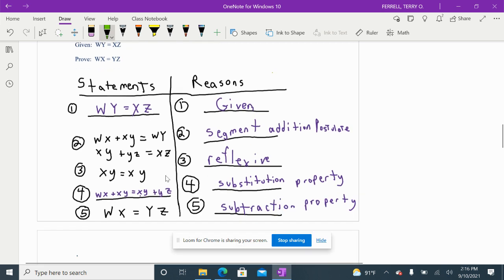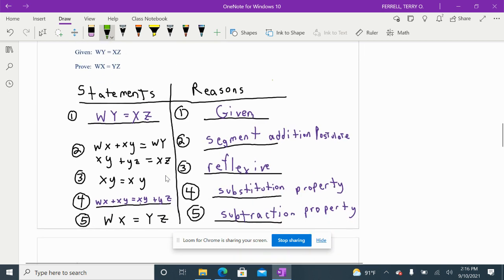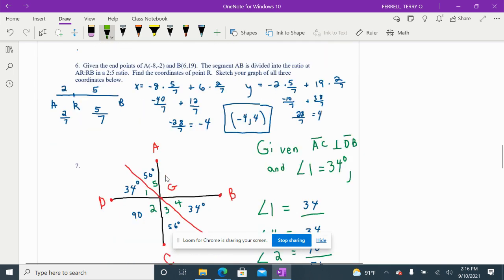We went through this before, so I'm not even going to get too intense with this. The main thing is just understand you're going from one logical step to the next when you're doing a proof. Number 6.